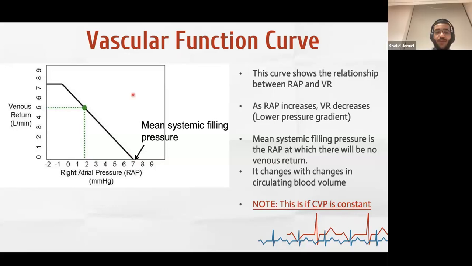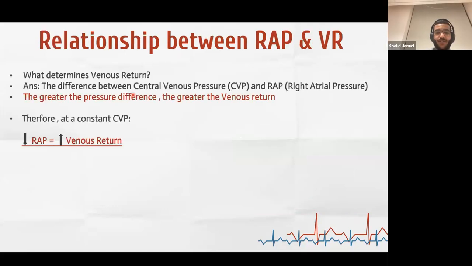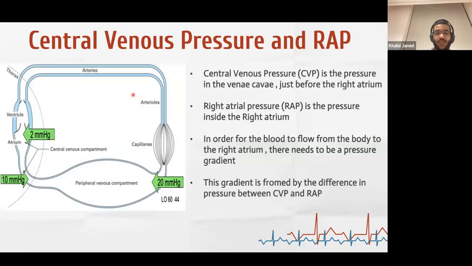Okay. So let's go back to this diagram. We said what determines the venous return? The pressure gradient, or the pressure difference between this point and this point. This is called the right atrial pressure, and this is called the central venous pressure. So the higher the gradient, the higher the difference, the more the venous return. All clear until now?